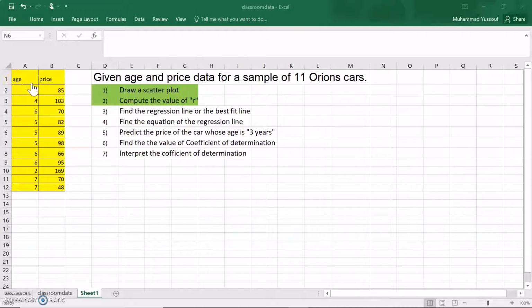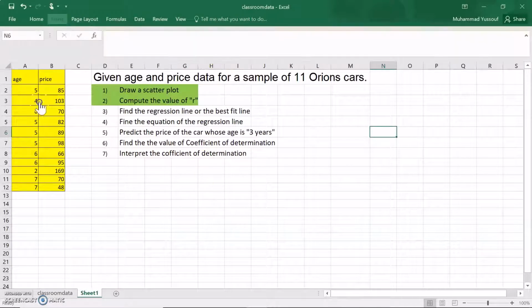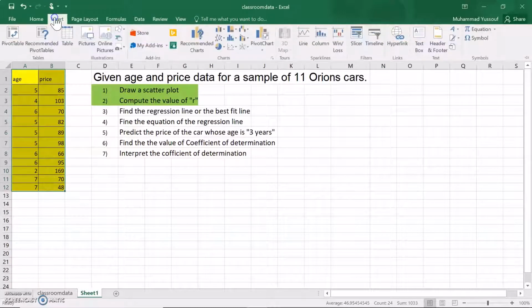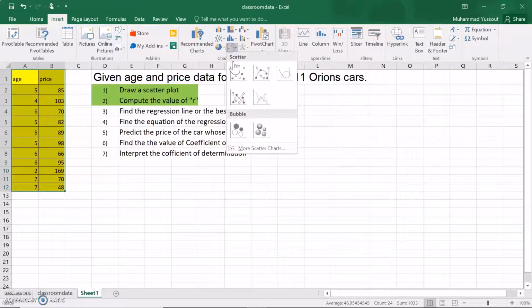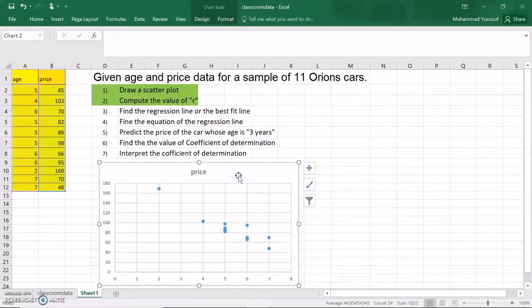So this is the data given to you, the ages and the prices of the 11 sample cars. First, we're going to draw a scatter plot. We go to Insert, Charts, and here is the scatter plot. So this is the scatter plot we have.